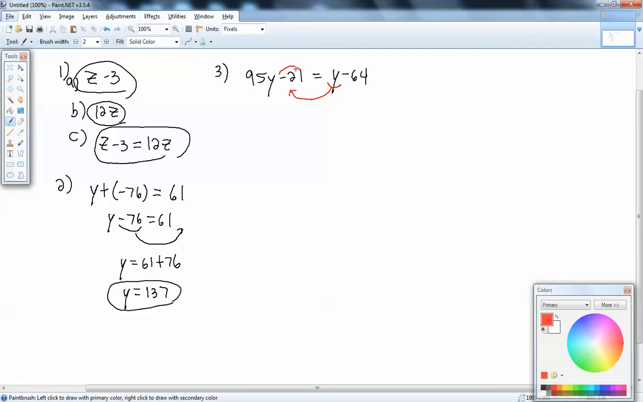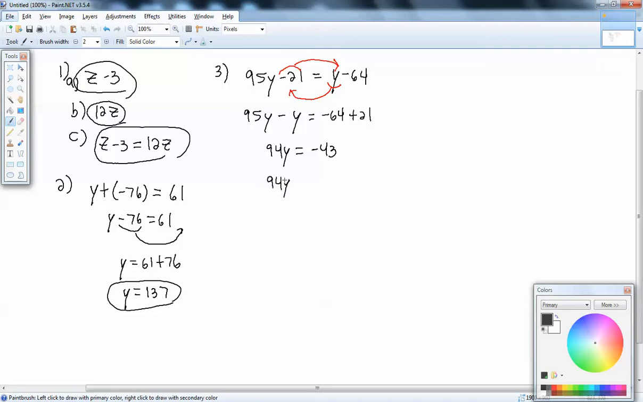So I'll take that y over the left side, take negative 21 over to the right side. Now you take anything across your equals, your sign changes, so the positive y becomes a negative y. The negative 21 becomes a positive 21. Combine together like terms in a step. 95y minus y is 94y. Combine together numbers in a step. Negative 64 plus 21 is 43? Yeah, negative 43. Okay, last step.